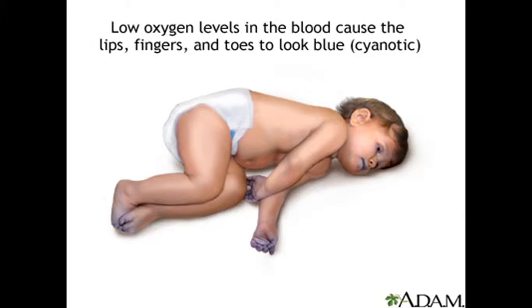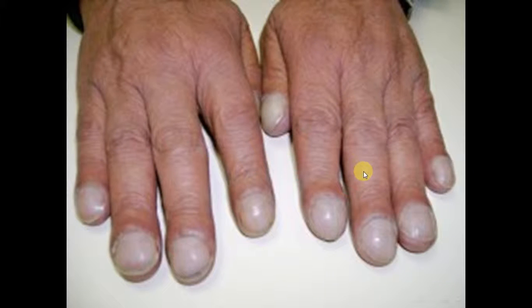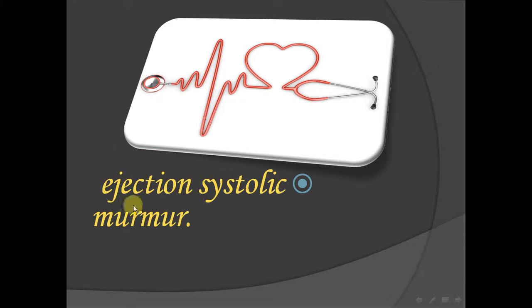On physical examination, patients with Tetralogy of Fallot have peripheral cyanosis and central cyanosis: cyanosis of the extremities, and of the lips and tongue, the mucous membranes. Finger clubbing is the second feature, and on auscultation we will hear an ejection systolic murmur.